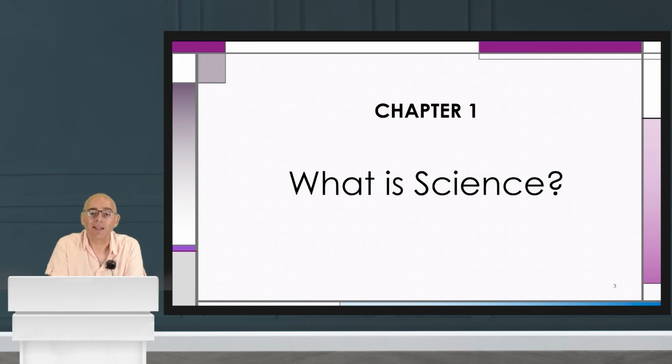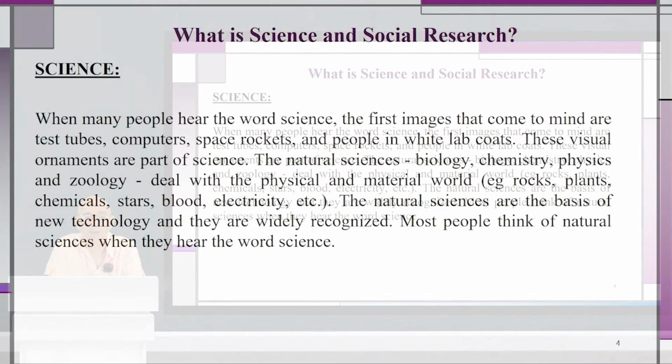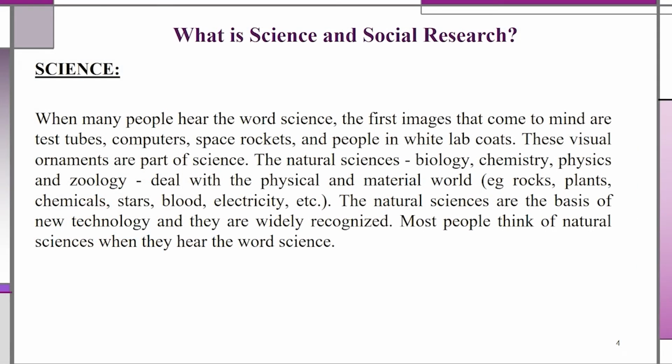And what is science? The title of the chapter is "What is Science?" As you see, when many people hear the word science, the first images that come to mind are test tubes, computers, space rockets, and people in white lab coats. These visual ornaments are part of science. The natural sciences, such as biology, chemistry, physics, and zoology, deal with the physical and material world. The natural sciences are the basis of new technology, and they are widely recognized. Most people think of natural sciences when they hear the word science.